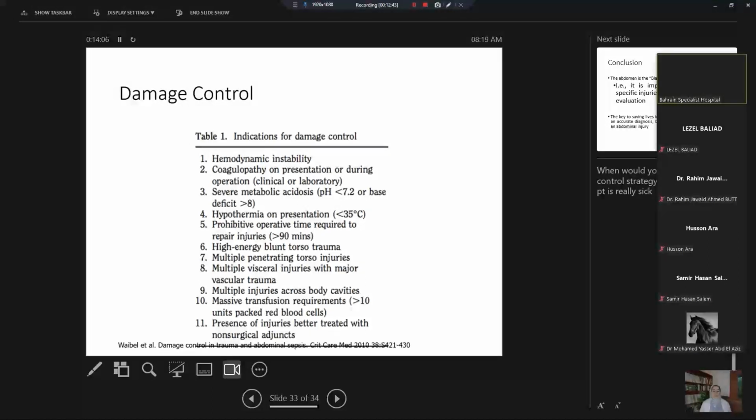When do we do damage control? In a hemodynamically unstable patient, if there was coagulopathy on presentation or during the operation, if there was severe metabolic acidosis, if there was hypothermia on presentation, prohibitive operative time required to repair injuries, high energy blunt torso trauma, multiple penetrating torso injuries, multiple injuries across the body, if the patient needed massive transfusion, more than 10 units of packed RBCs, and if there was presence of injury better treated with non-surgical adjuncts.